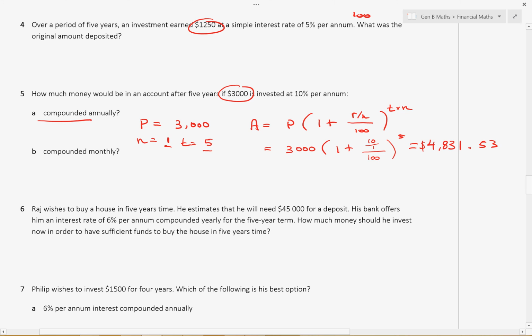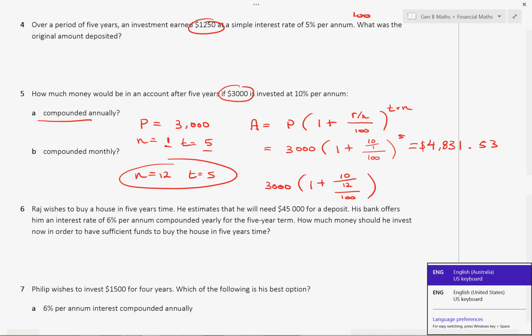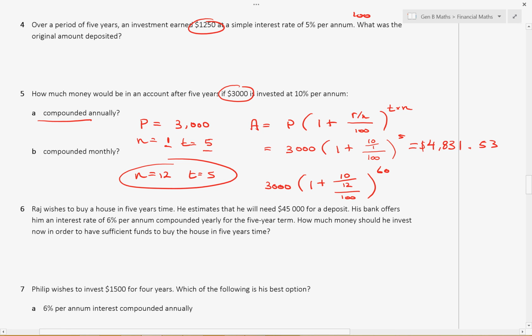Compounded monthly, well, the same thing. And you just need to know that the only thing that's changed is that N equals 1 adjustment per year is now 12 adjustments. And, of course, T is still 5. So rather than this equation here, we've got 3,000, 1 plus, and this R is still the same. 10 over 1 becomes 10 over 12, and then that's all over 100, and it's times... we've got 60 payments or 60 adjustments in 5 years. 5 times 12 is 60.